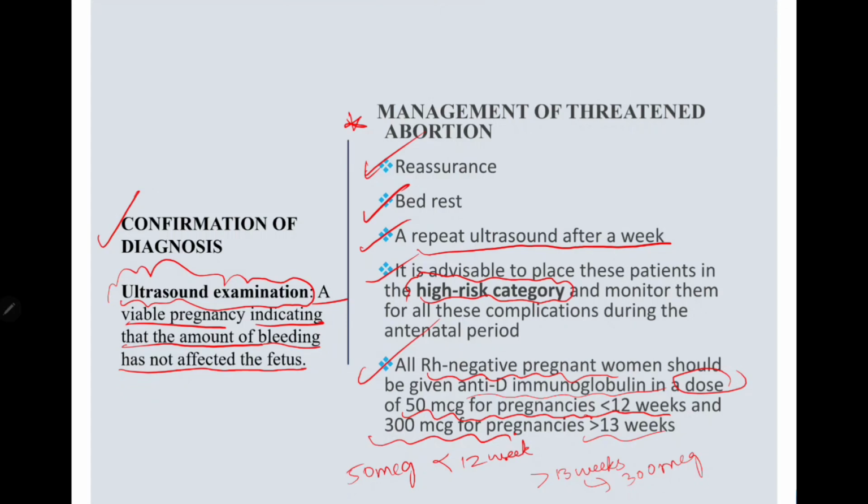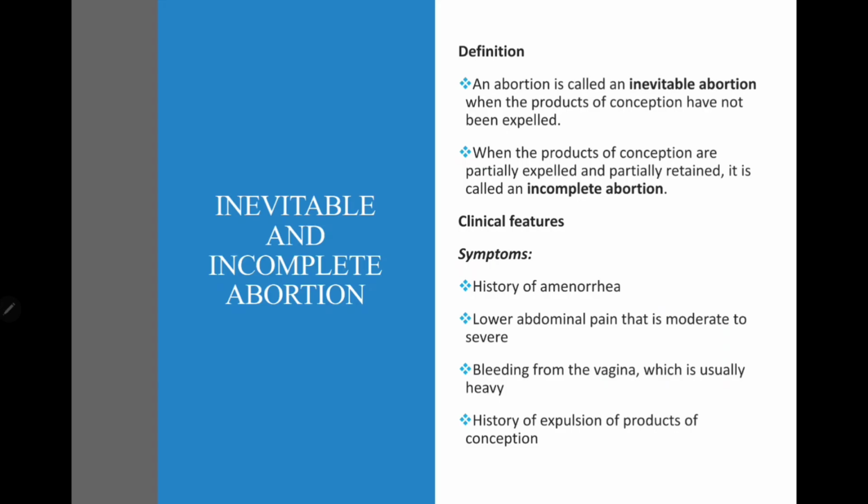So I'm revising the management of threatened abortion for you. The first thing is you need to reassure and give bed rest, and you're going to place them in a high risk category. If it is an Rh negative pregnant lady, then for less than 12 weeks you're going to give 50 mcg of anti-D immunoglobulin. For more than 13 weeks you're going to give 300 mcg of anti-D immunoglobulin. And on ultrasound examination, a viable pregnancy indicates that the amount of bleeding has not affected the fetus.